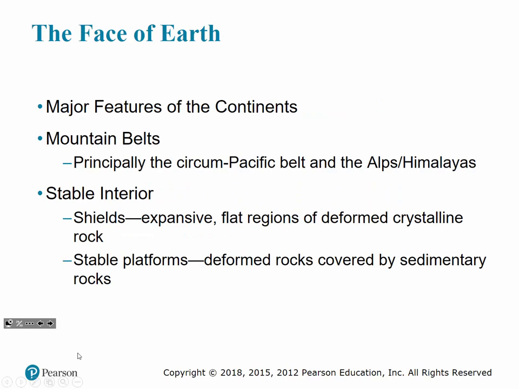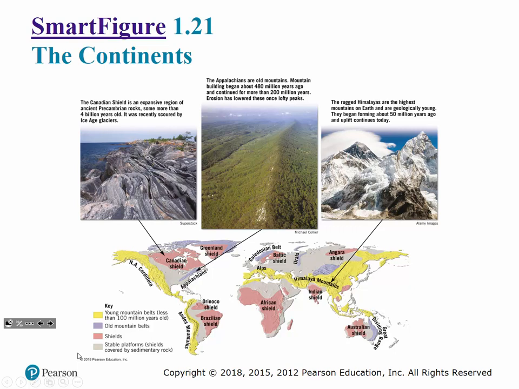Okay. And then a few more terms here. Mountain belts, where we talk about mountain building later on in this course. We'll be looking at the Circum-Pacific Belt, the Alps, the Himalayas. Also, in the interior of the continents, you have shields, which are flat regions of crystalline rocks, or you have platforms, which are deformed rocks covered by sedimentary rocks. And like I said, these are all terms that we'll be talking about later on.